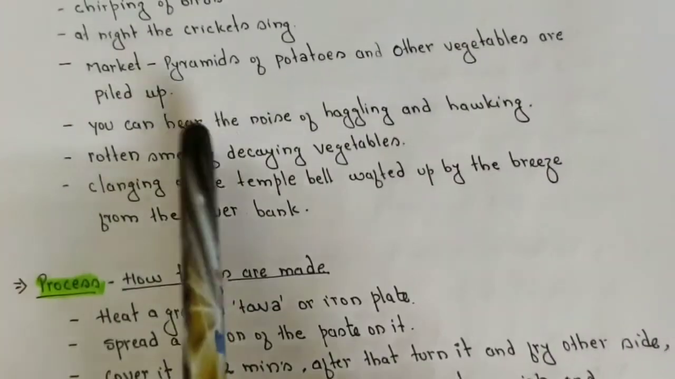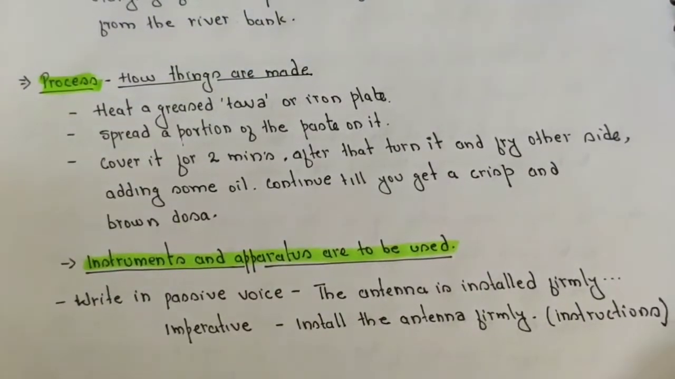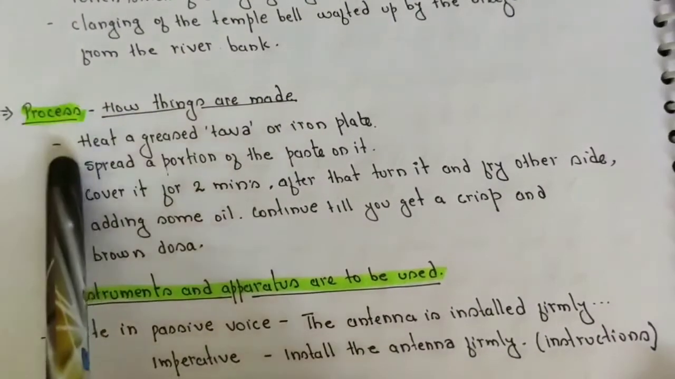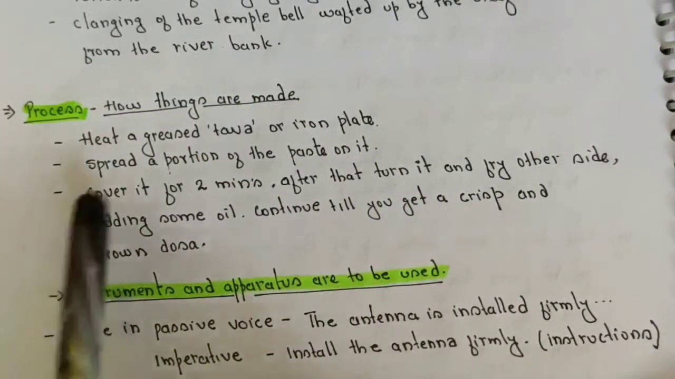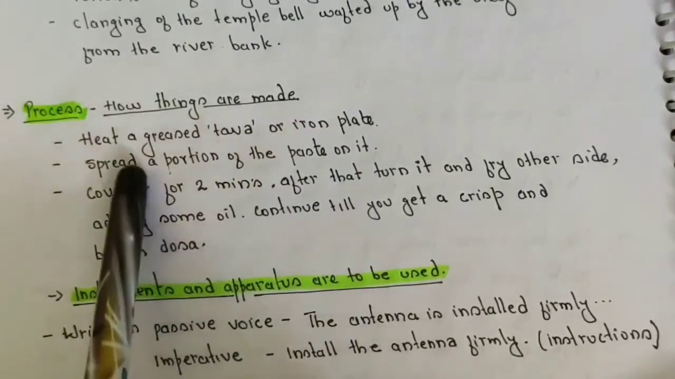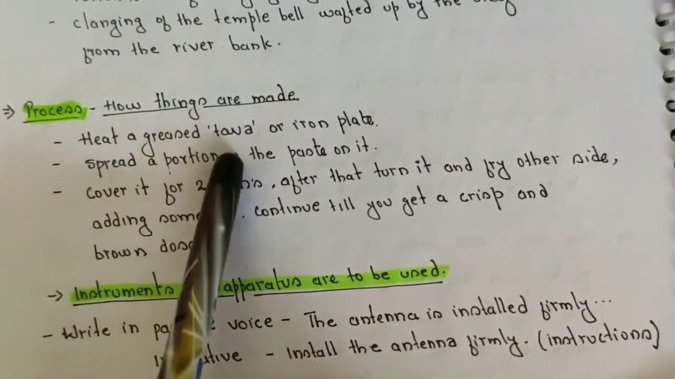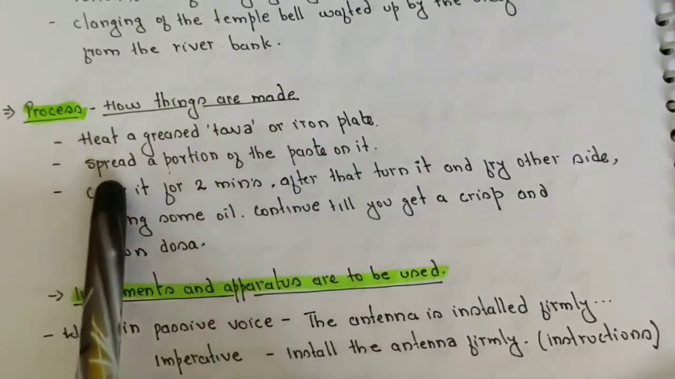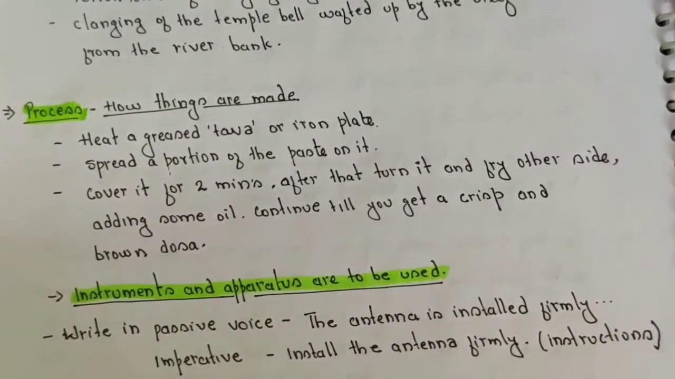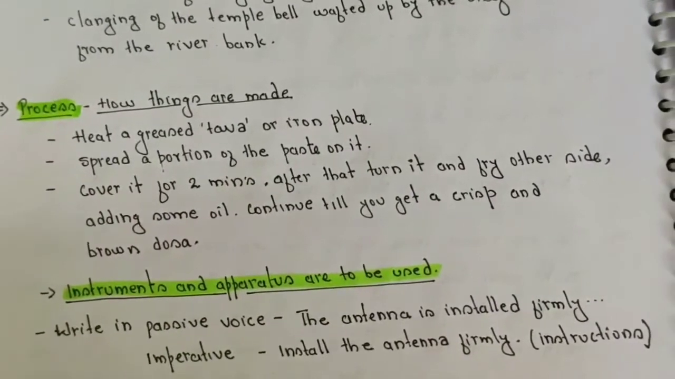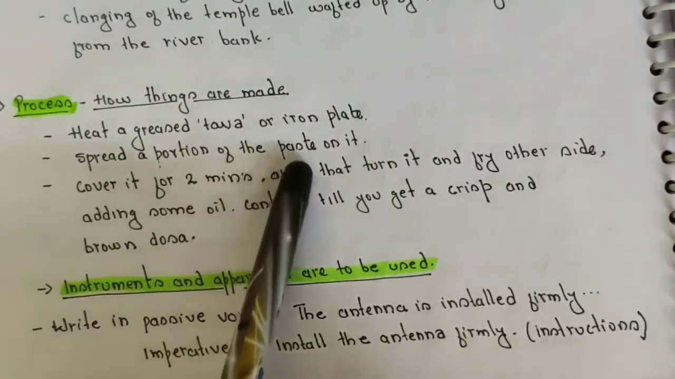Now, if you have to tell how to prepare, how to cook, then that is a process, how things are made. Here, I wrote in points, you have to connect all these points. Just for an idea, I am writing this. Heat a greased tawa or iron plate. Spread a portion of the paste on it. Even you can tell how a paste can be made. There is also a procedure to make a dosa paste or any paste. Spread a portion of the paste on it.